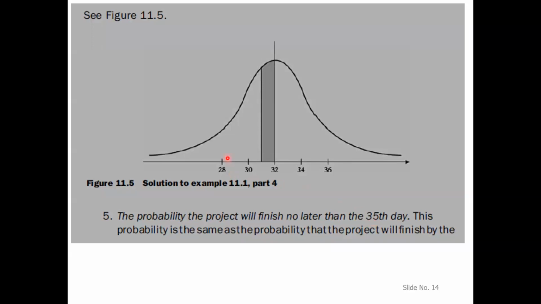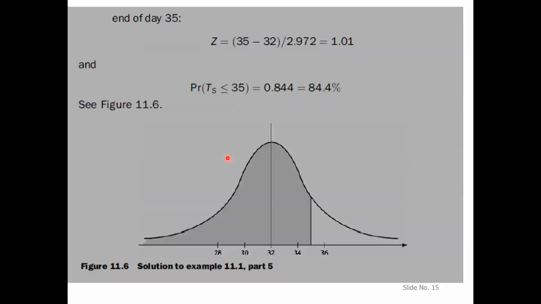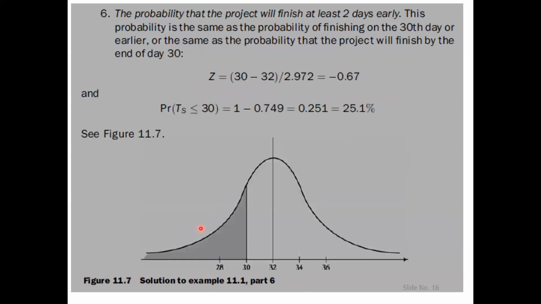So here we can easily calculate it. 35 minus 32 is 1.01. If you look up this value in the table, it will be 84.4%. And then you can say it like this.